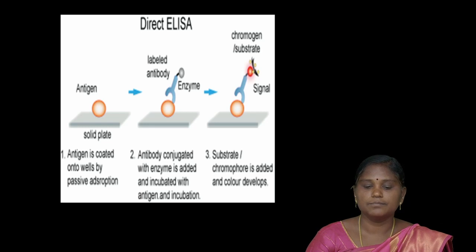Then the third step is adding substrate, and the substrate here is called chromophore. Here the substrate, chromophore, is added. Then there will be the color development. So this is the direct method of ELISA, right?